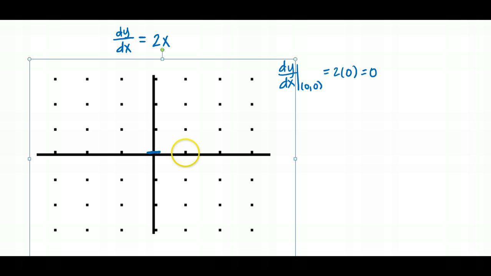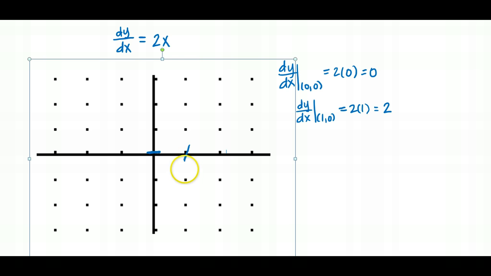Let's try another one. So let's go ahead and try this coordinate point right here. Each of these little tick marks is 1 unit. So this coordinate point is (1, 0). So dy/dx at the point (1, 0), well, now the x value is 1. So 2 times 1 is going to give me 2. So at this point (1, 0), I have to draw myself a little line with slope 2. So let's go ahead and try to make it a line with a little bit of a steeper slope than 1.